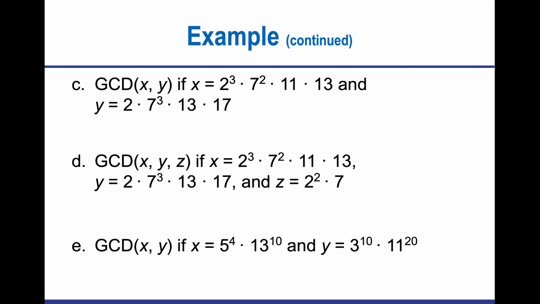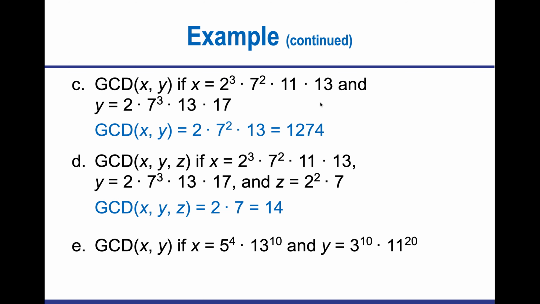So here are some other examples, continued. If I'm looking at the factors of x, where it's 2 cubed times 7 squared times 11 times 13, and then y, I have this factor. So I'm going to pull everybody who's in common. There's a common factor of 2, lowest exponent comes. Common factor of 7, lowest exponent comes. Common factor of 13. And then I multiply them all out to get the answer.